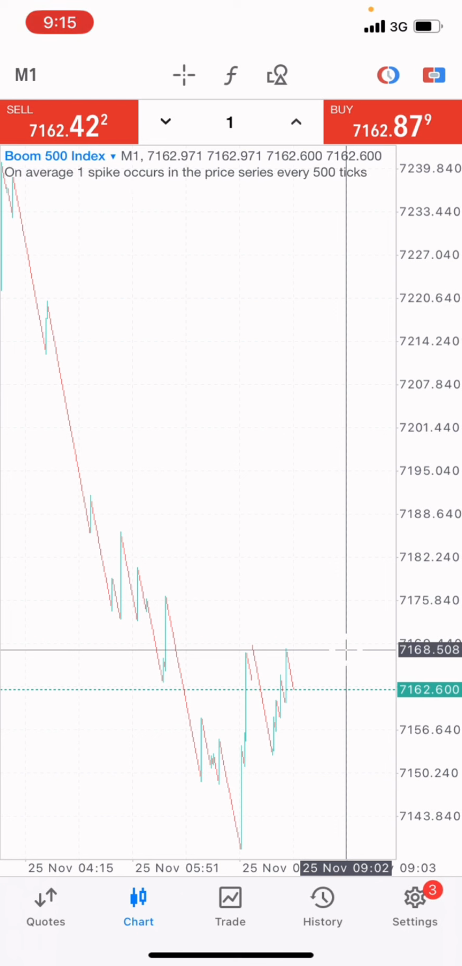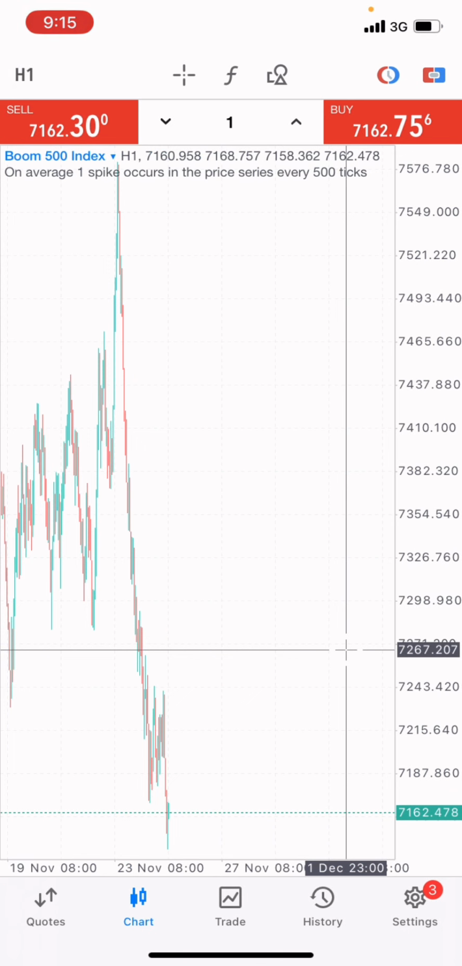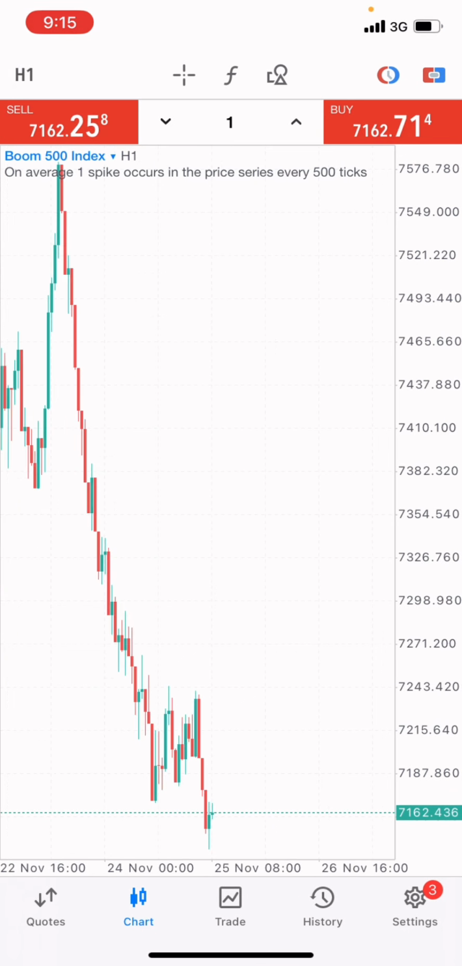But this does not define the market condition. So I'm going to go over to the 1 hour time frame and observe my entries. All right, perfect. Now this market is at the oversold as well. The market has sold for a very long period of time. Now is the time for the market to buy. It's time for the market to buy.